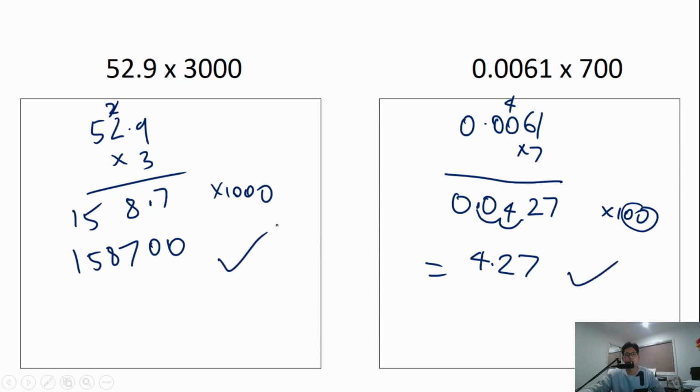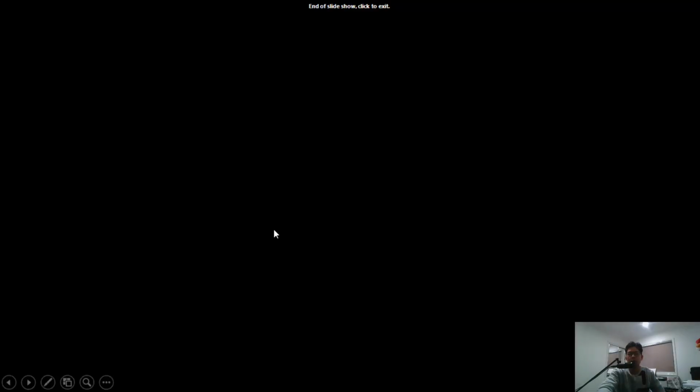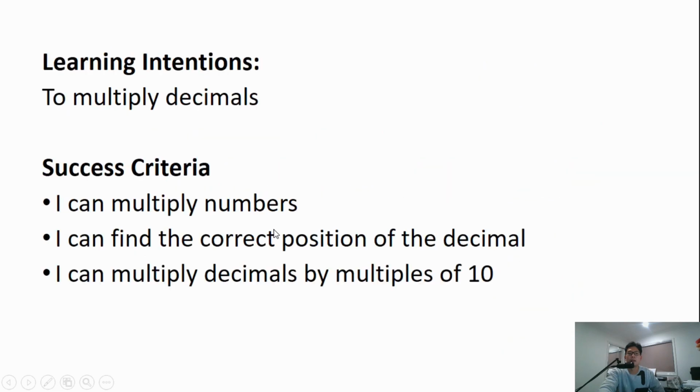If you have any questions, just ask me on our Google Meets video call. So that brings us to the end of our lesson. Hopefully you guys learned something from that, and hopefully you can now all multiply numbers, find the correct position of the decimal, and finally be able to multiply decimals by multiples of 10. This one is where it gets a little bit tricky, so just let me know if you've got any questions. Alright, thanks for watching, and I'll see you guys back online.